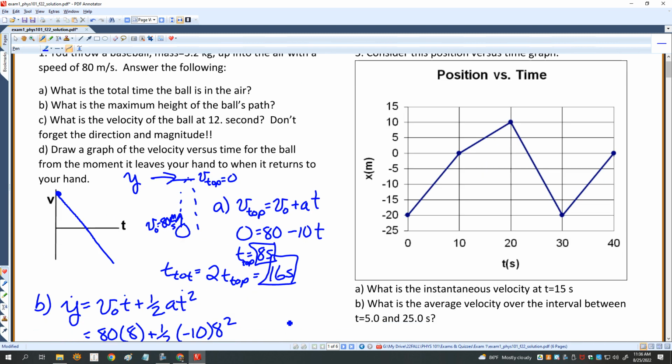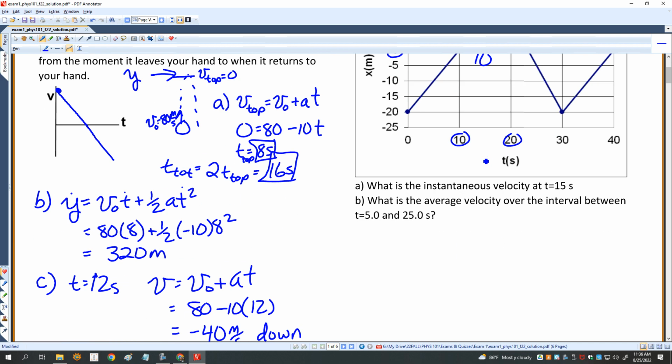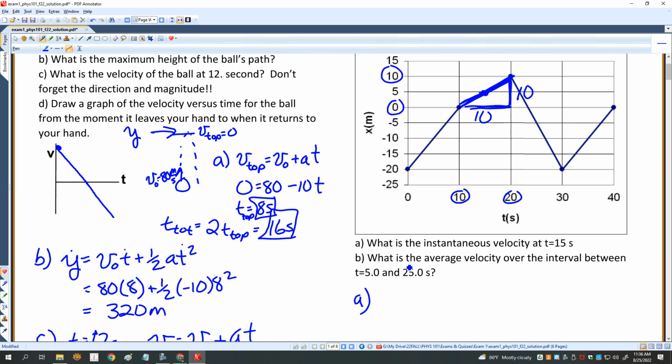I want to know the instantaneous velocity at t equals 15 seconds. That's at this point right here. So I want to find the slope of the tangent line, which is there. My rise goes from 0 to 10, so my rise is 10. Notice it is a positive 10. And my run goes from 10 to 20, so that also is 10. So my instantaneous velocity for part A is the slope of that line, which is going to be 10 meters over 10 seconds, the rise over the run. That's going to be 1 meter per second.